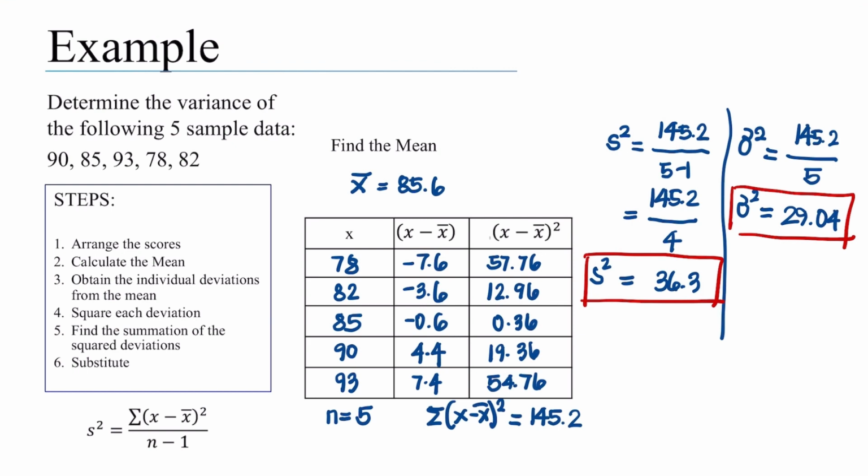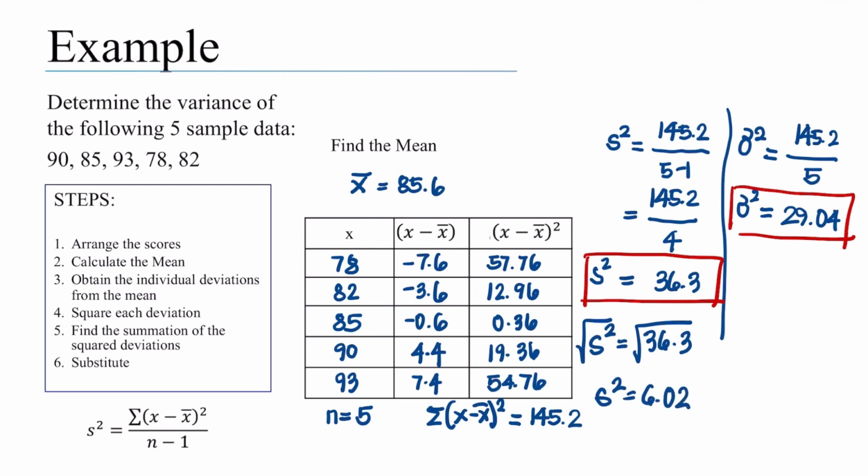However, if you are asked to look for the standard deviation, what you're going to do is just get the square root of the results. Let's say you want to solve the sample standard deviation. In that case, just get the square root, so s is equal to the square root of 36.3, which is equal to 6.02.